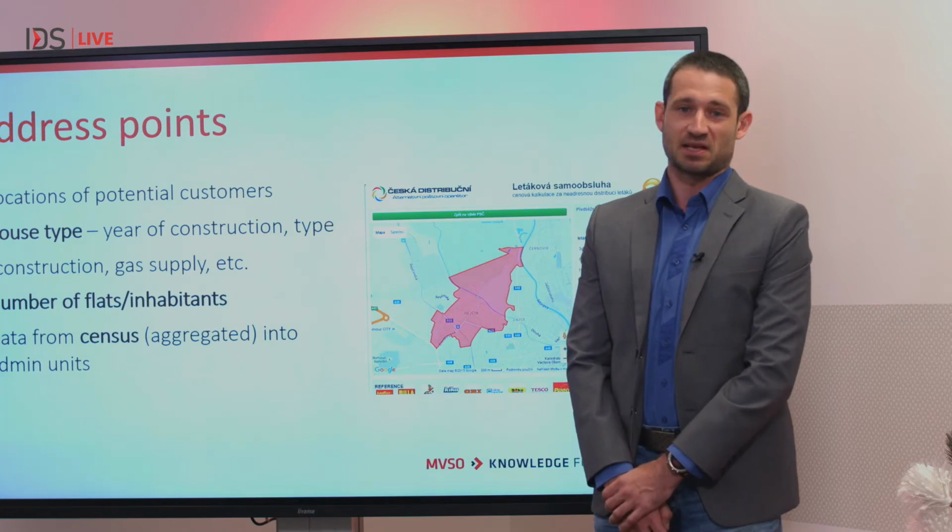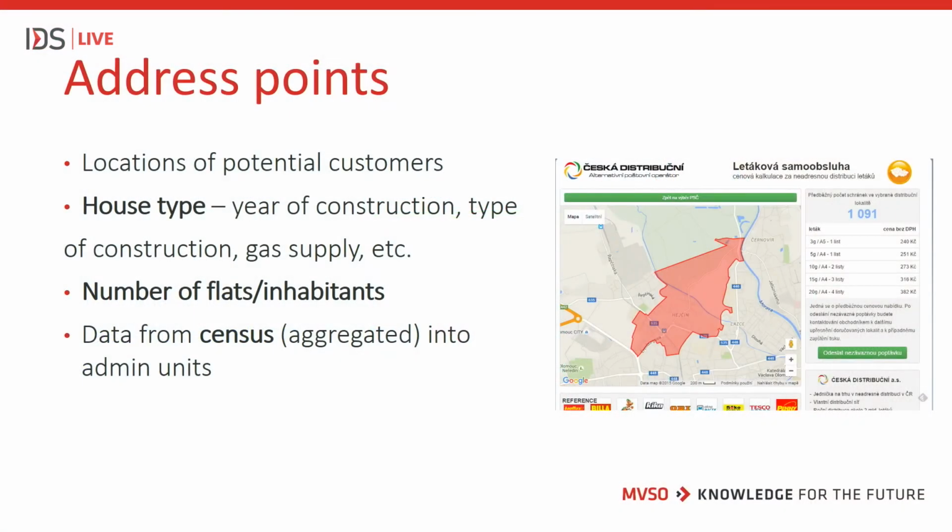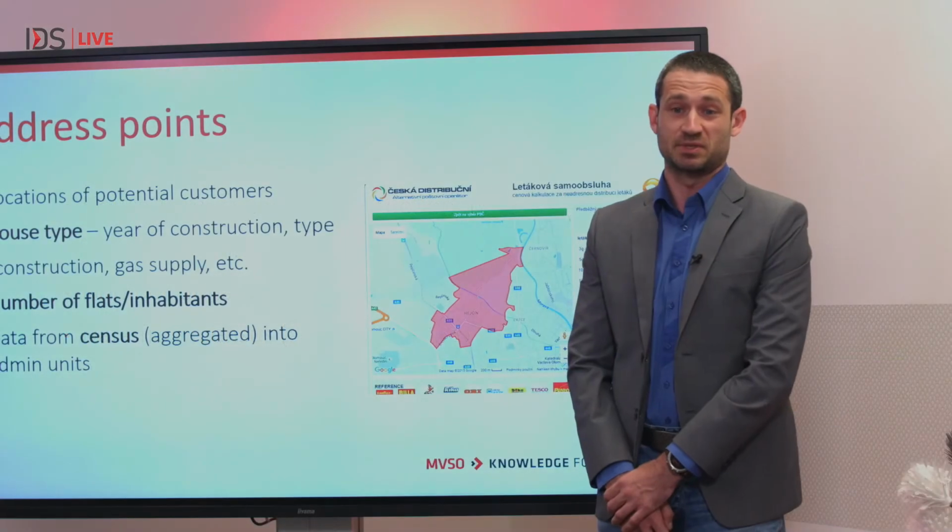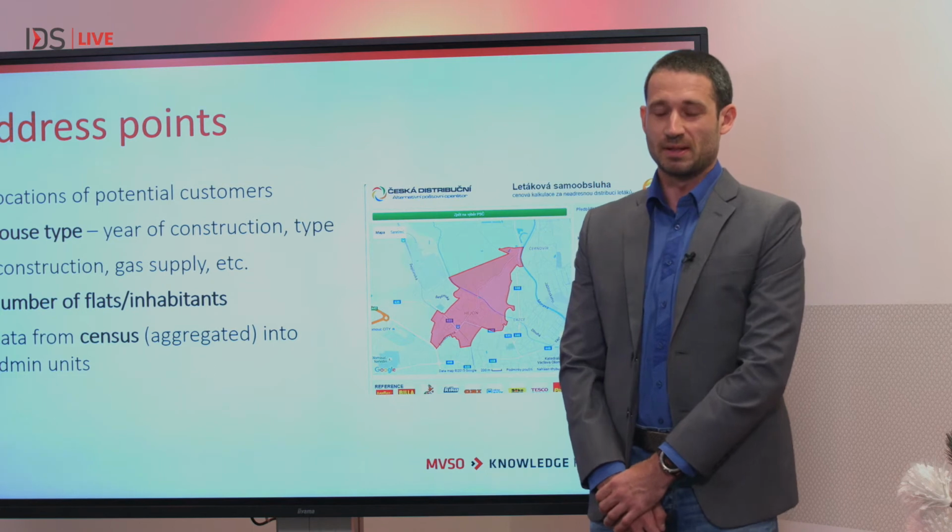The first data set, as I mentioned, are address points. All of these points can be used for different purposes. On this slide, you can see a pretty simple spatial analysis. If you overlay the polygon, which is marked by red color, with address points, you can obtain the number of addresses you have to serve, the number of addresses where you need to go, where your customers are. So this is the first point.